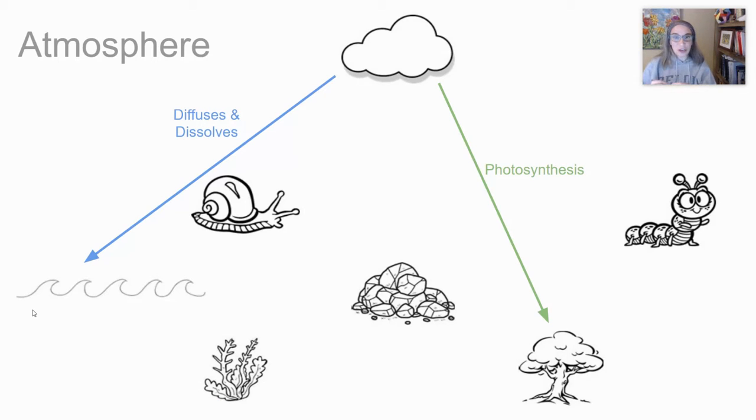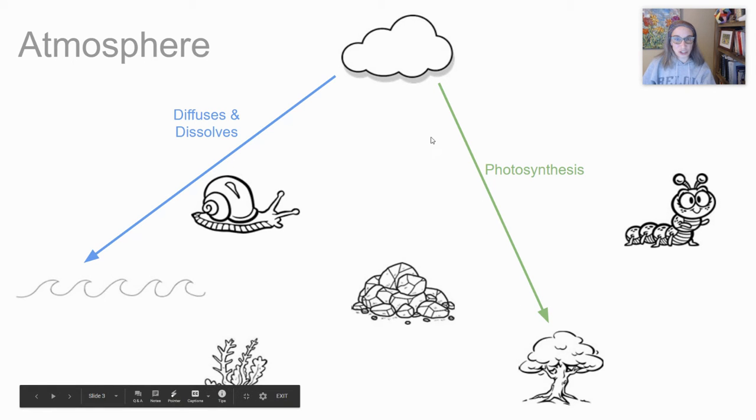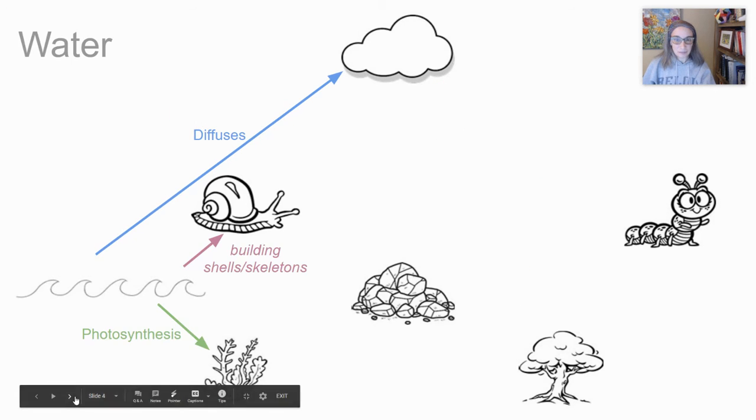And the atmosphere gives carbon to other parts of the Earth systems through two primary approaches. The first is diffusion and dissolving. The carbon dioxide goes into the water. That's the oceans, lakes, rivers, and streams. The other way that the atmosphere can give carbon to the rest of the cycle is through photosynthesis to trees and other vegetation on land.